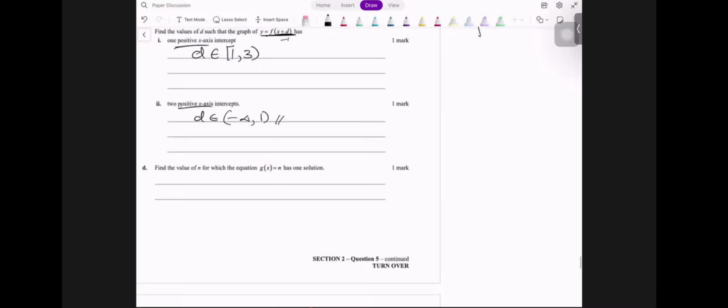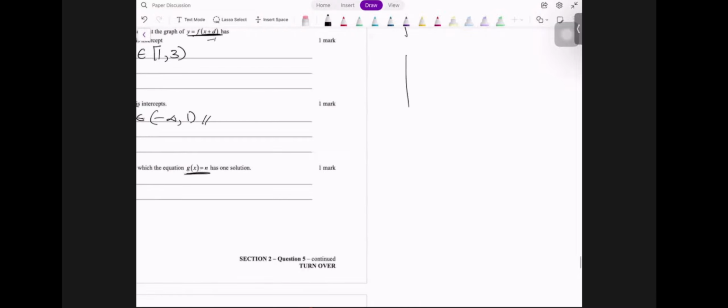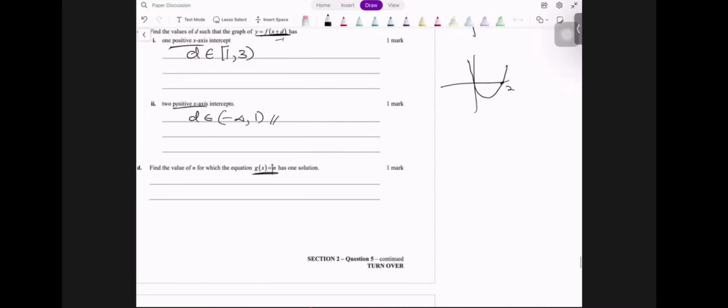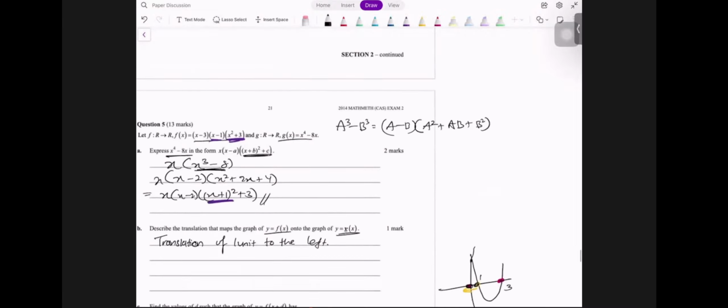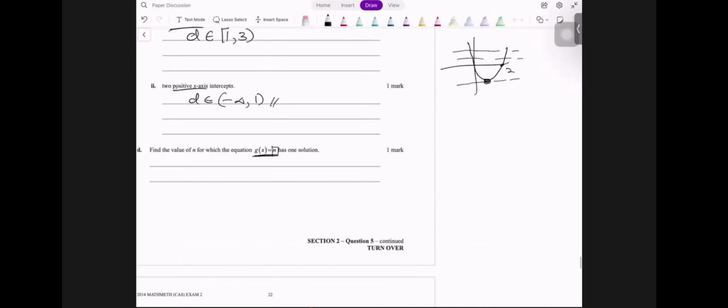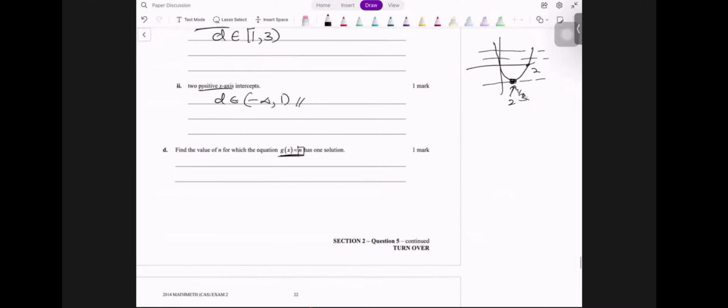Now, find the value of n for which g(x) equals n has 1 solution. Well, if you sketch g(x), it should look like this, which this is 2. Let's say y equals n will be just a straight line like this. And for only 1 solution, it will only hit this turning point here. I don't remember the exact, oh no, we didn't find the minimum. So this minimum will be at like 2 to a third or something. You just find this x coordinate and find the corresponding y component, maybe just using your CAS, and you'll get that n would equal -6 times 2 to the third.